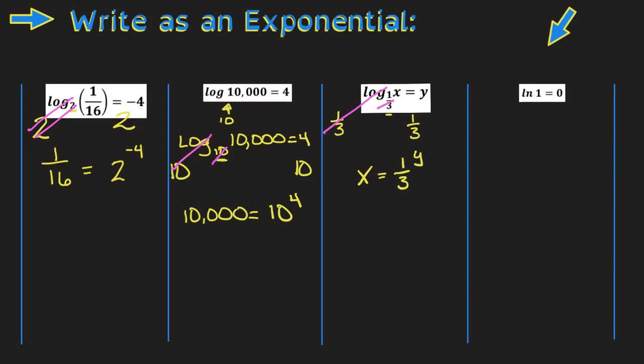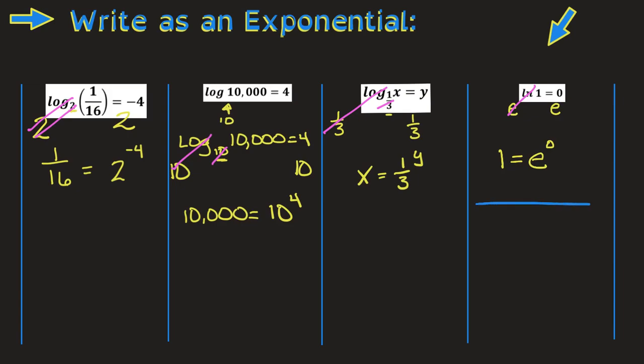Our final example has ln of 1 equals 0. Remember, I'm going to show you two different ways. The first way is I'm going to start with the inverse of an ln, which I told you was an e, and I'm going to write e on both sides. So e and ln cancel, and that leaves me with 1 equals e to the 0 power, and anything to the 0 power equals 1.